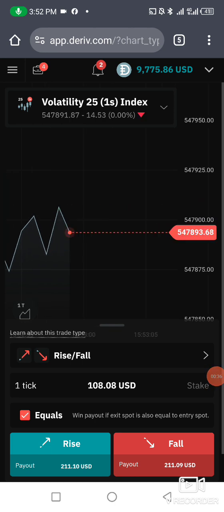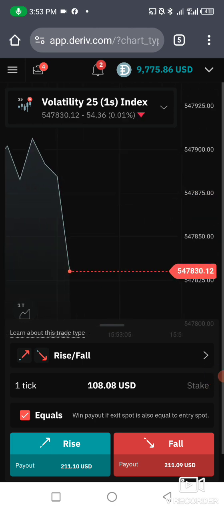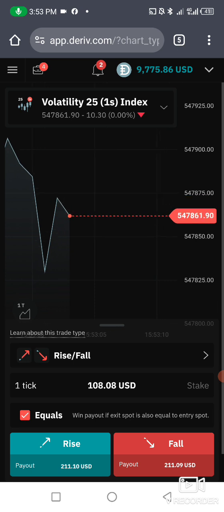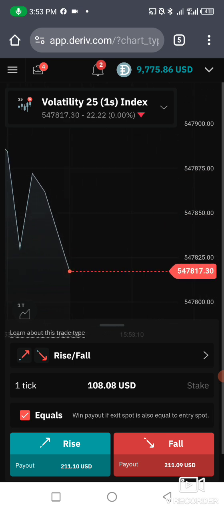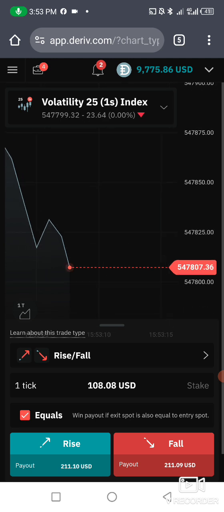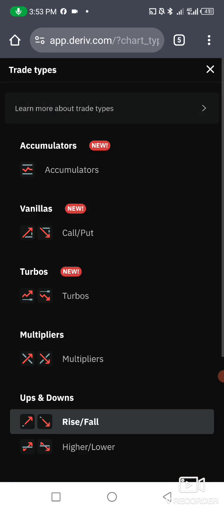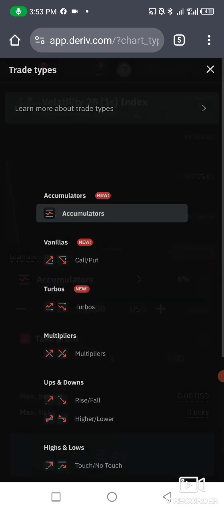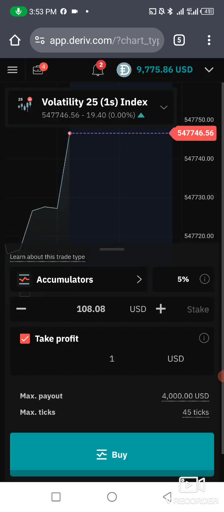I'm going to explain this accumulator with a demo account, because this is for demonstration. You click on this rise and fall, you look for accumulator. Look at it, it's new. It's a new trade type.